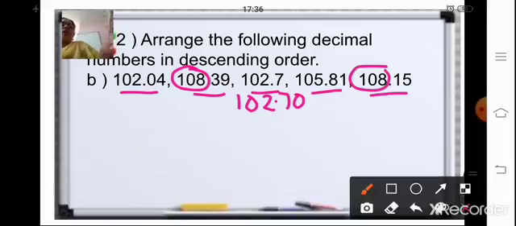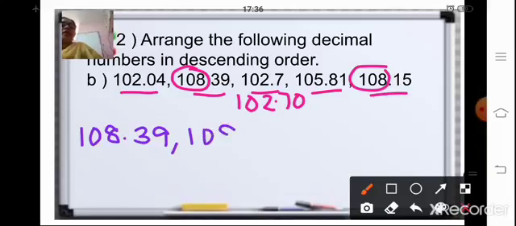Okay. So that will be 108.39. Okay. Next number is 108.15. Now let us take the next number with the greater integral part, that is 105. So 105.81.